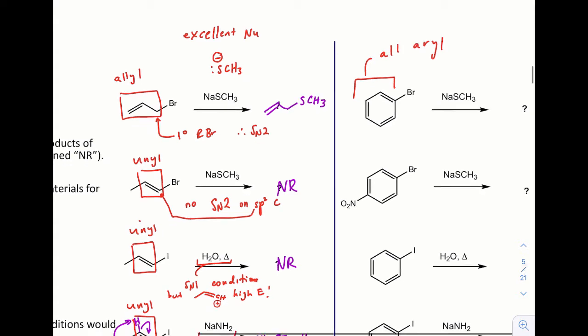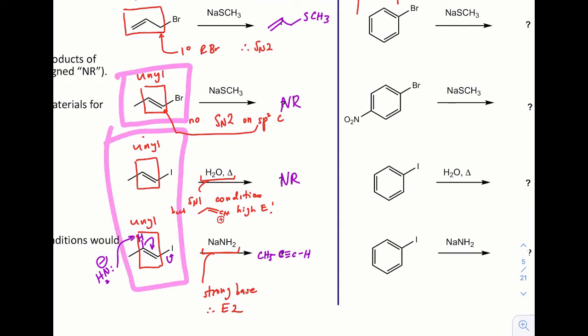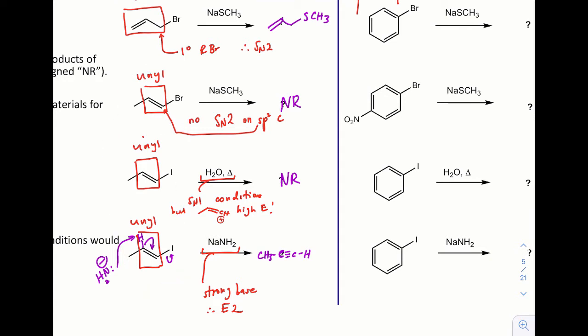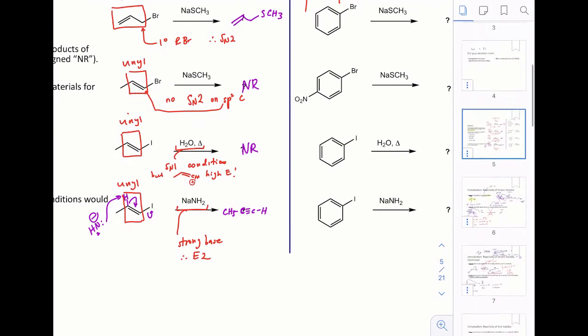However, allylic is not the same as vinylic. In the case of the next substrate, in fact the next three substrates, we have vinyl halides, where the halogen is not bonded to a CH2, but to an sp2 hybridized carbon. And there is no SN2 on sp2 hybridized carbons. Catchy slogan, and now we know why.